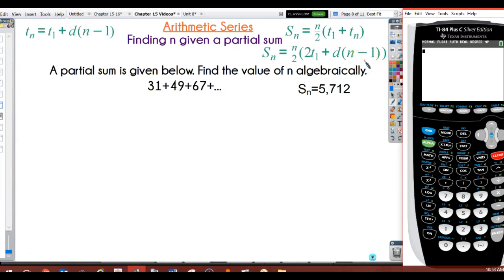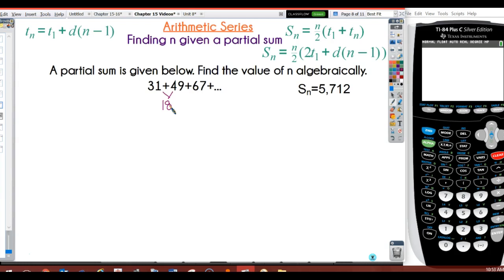We're going to have to work backwards to solve for n. Now, these two formulas are pretty much the same thing. However, to use this first one, I would need to know the nth term. Well, that's not something I know since I don't know n. And so we're going to have to use the second formula because I do know my first term and I can find my common difference, which we already decided was 18.